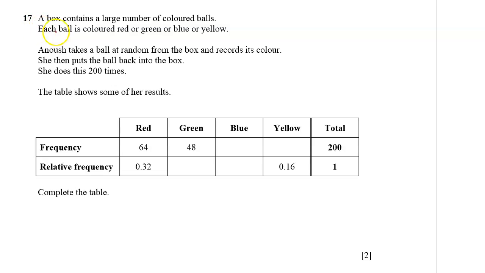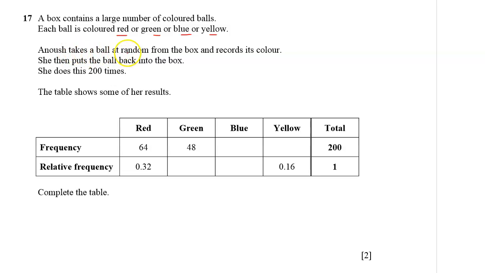Question number 17. A box contains a large number of colored balls. Each ball is colored red or green or blue or yellow. So we have 4 colors here: red, green, blue, and yellow.